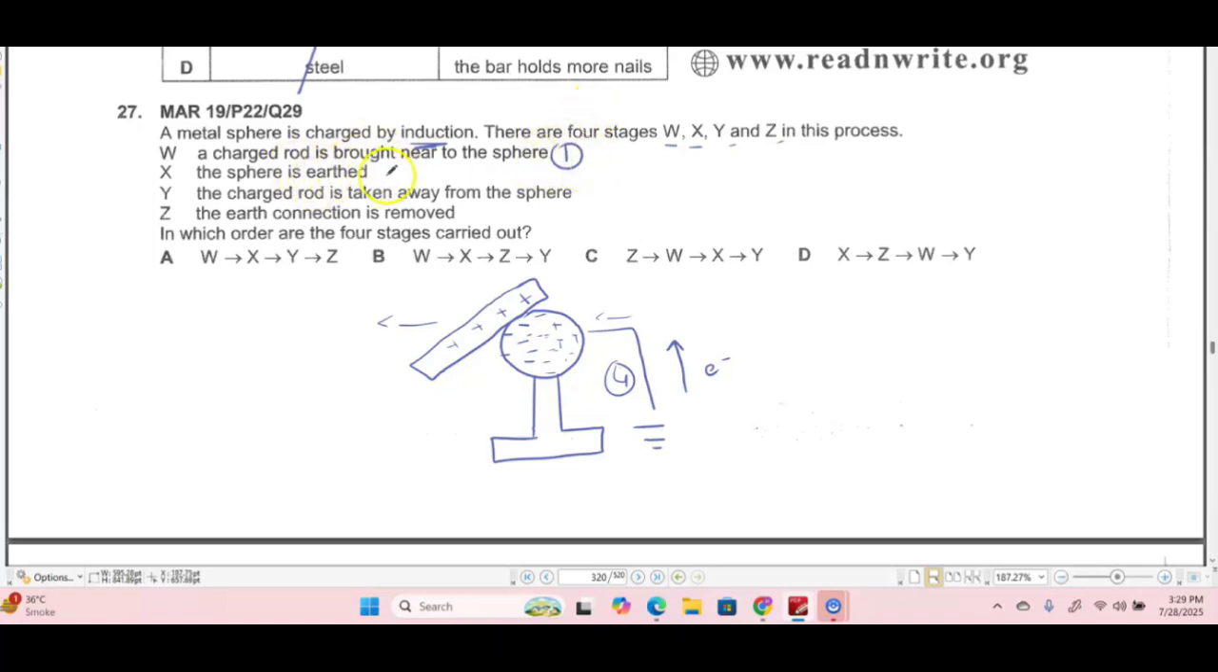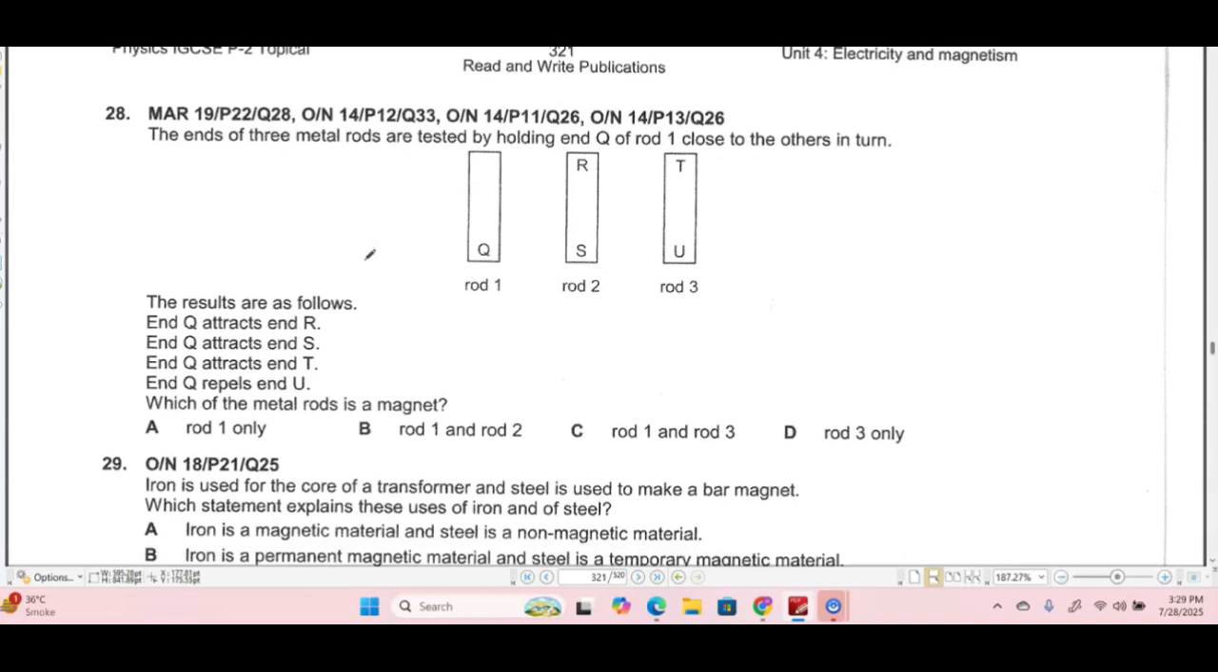W is first, the sphere is earthed is not second, the charged rod is taken away from the sphere. Okay, this didn't come. The sphere is earthed, then, is going to be the second option. And the charged rod is taken away from the sphere. Yes, this is the third thing that we have to do, and the earth connection is then removed. This is the fourth one. Wait. No, this is the third one. This is the fourth one. So W, X, Z, and Y. So B is our correct option. Done? Question number 28.